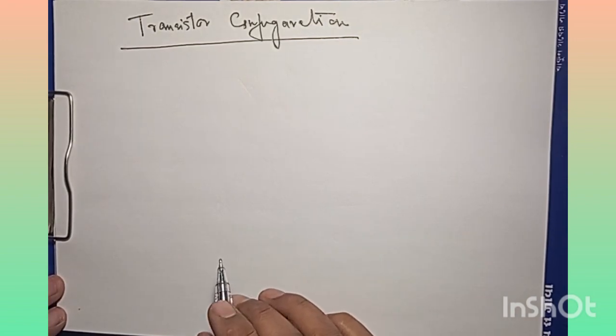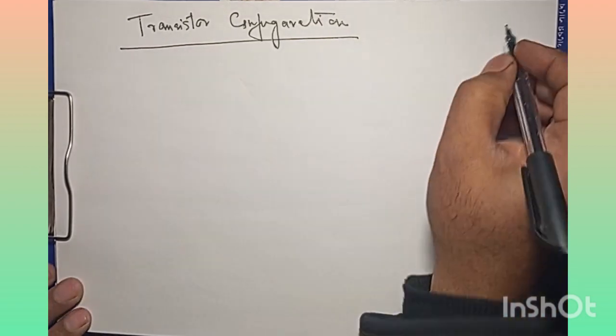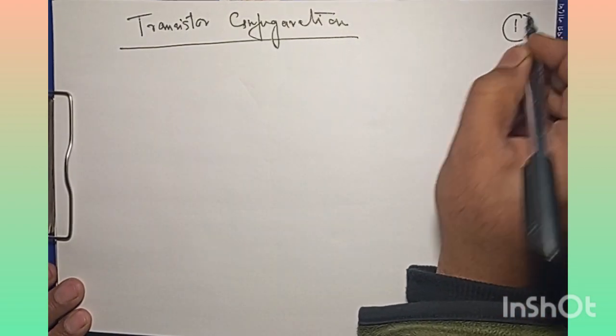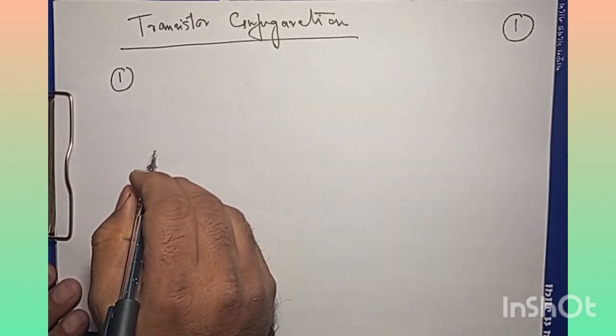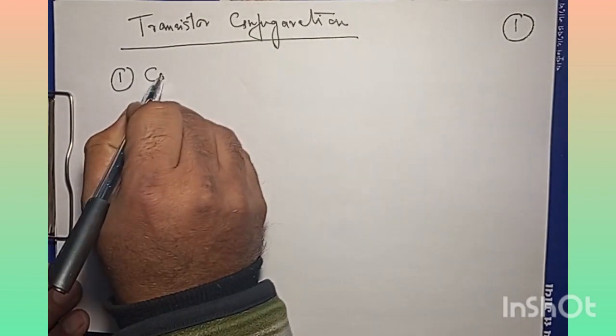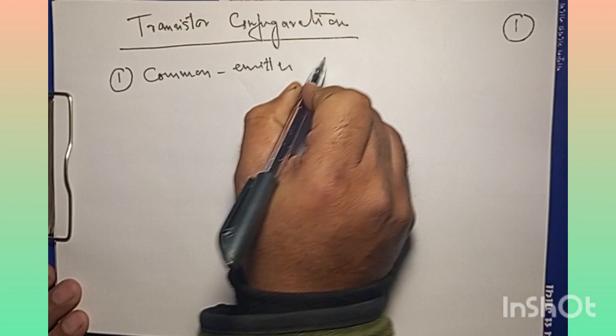And in this video, I'll be talking about the transistor configurations. Since the transistor is a three-terminal device, we can have three types of configurations for a transistor. Out of them, the very first configuration I would like to discuss here is the common emitter configuration.